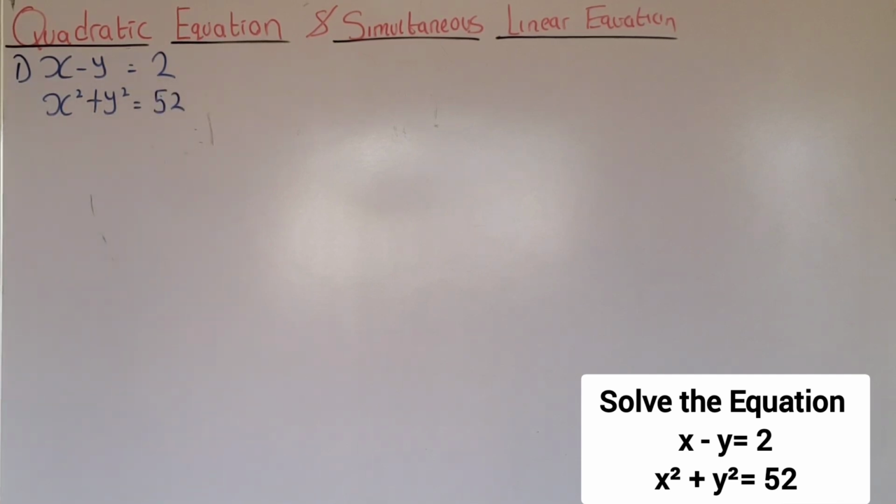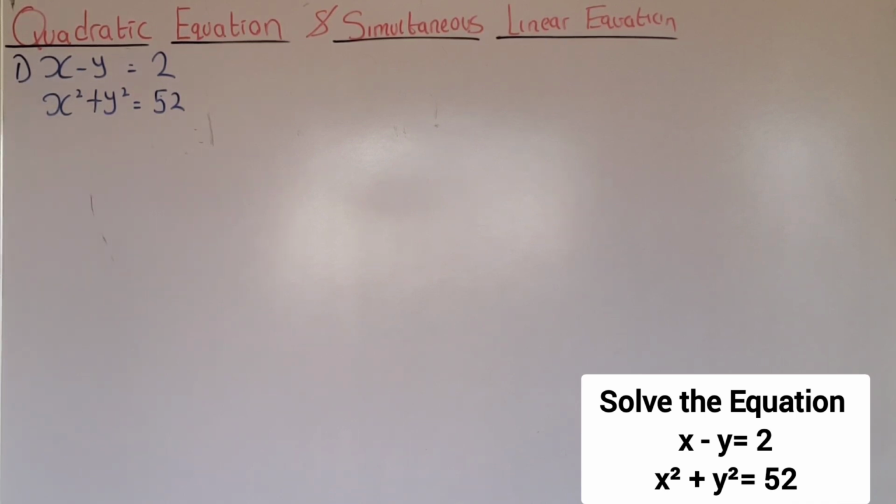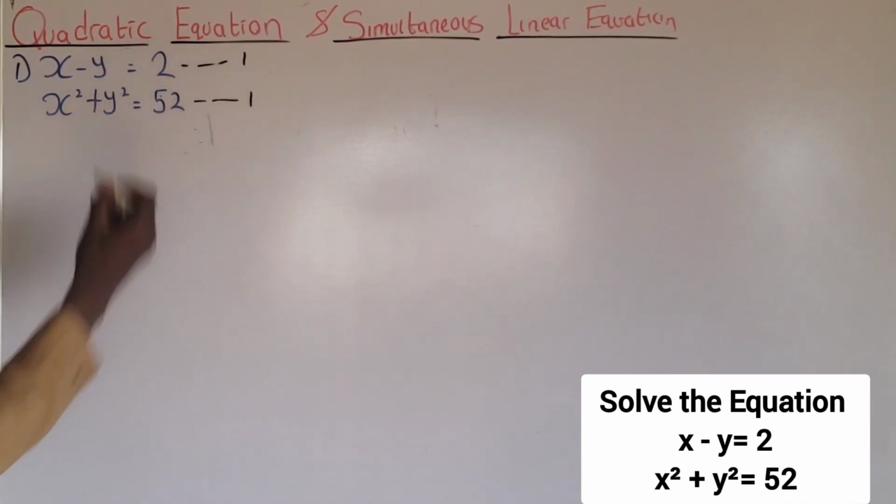Now, if you look at these equations, you will discover that the first equation is a linear equation involving two variables. The second equation is a quadratic equation. How do I know that the first equation is linear? Because the highest power of the variable there is 1. But in this one, we have 2. That means this is quadratic and this is linear. This is equation 1 and this is equation 2.